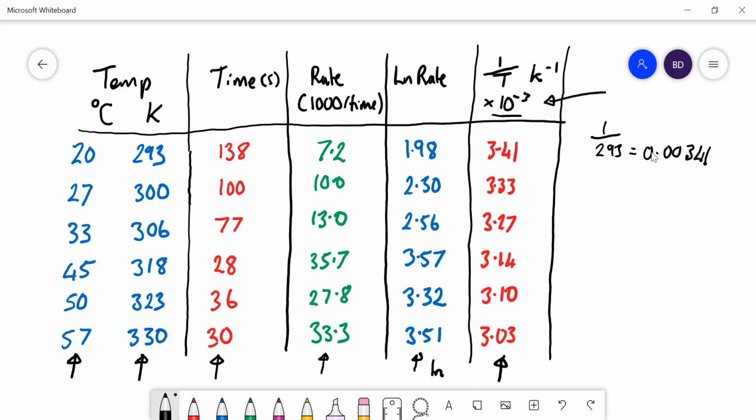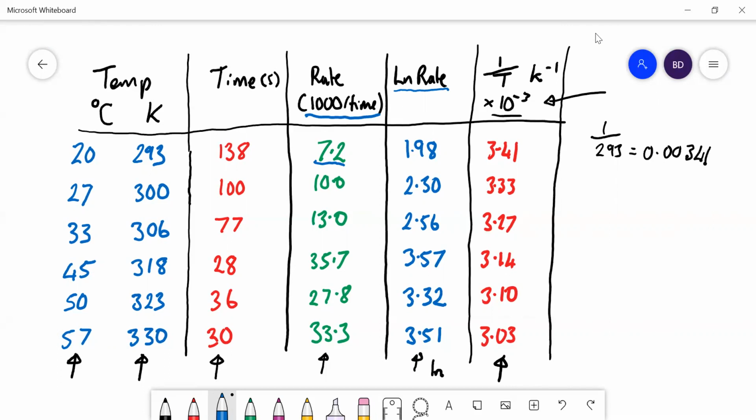Now we've got to plot these on a graph. I'll tell you another good reason for doing it. We've done 1000 over time here. It means that all of these rates are bigger than 1, and that tends to mean that when you take the ln value of it, it's not negative. Otherwise it'll be negative. Again, it's not a problem, but it's just another thing to make a mistake on. It's easier working with positive numbers.